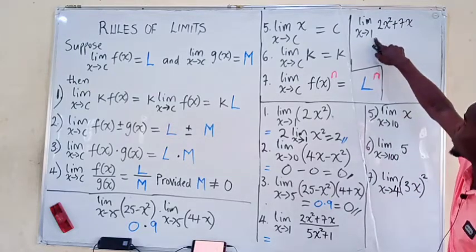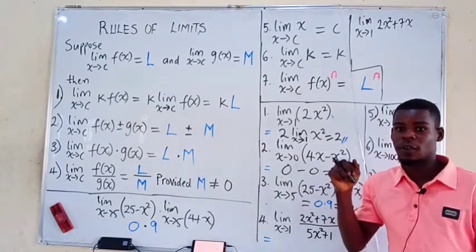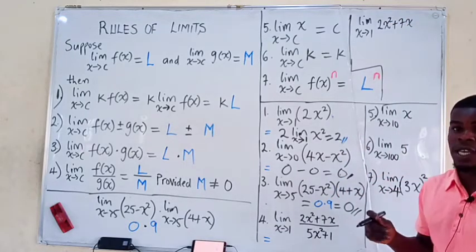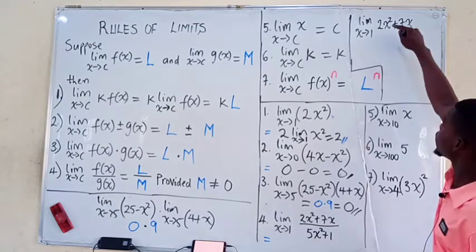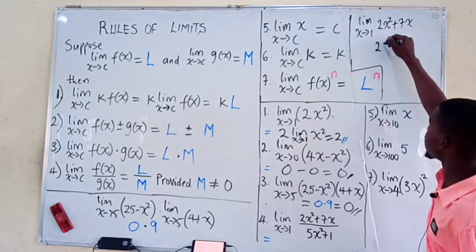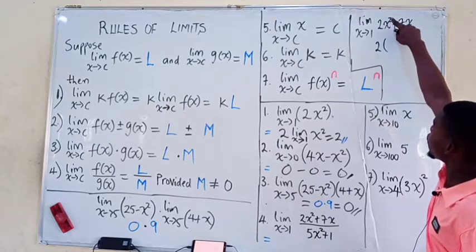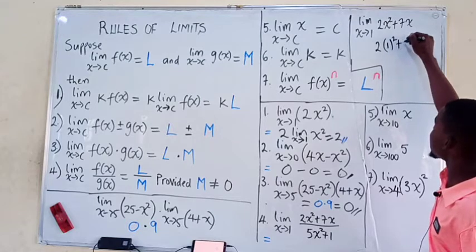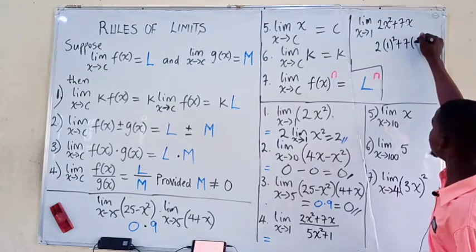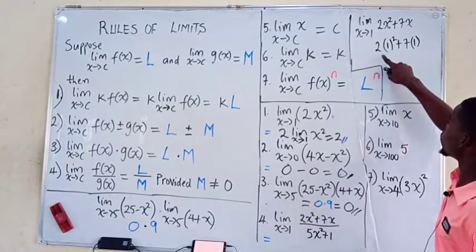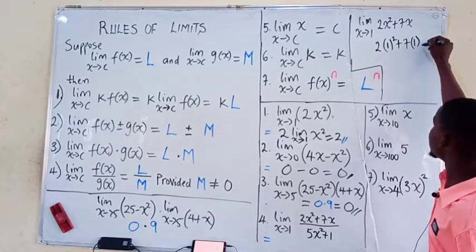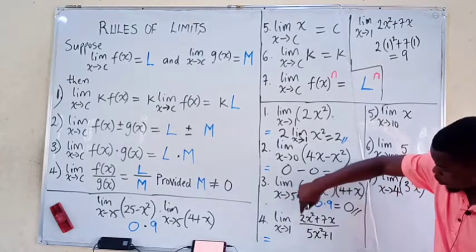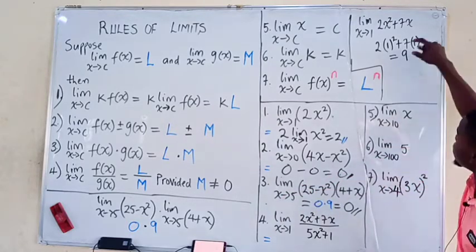So as x tends to 1, as I said earlier, when we have a polynomial function like this, all we need to do is substitute the value that we are approaching. So as you're approaching 1, we plug in 1 here: 2 times 1 raised to the power 2, plus 7 times 1. When we evaluate this, we get 9. That tells us that the limit as x tends to 1 of the numerator alone is 9.